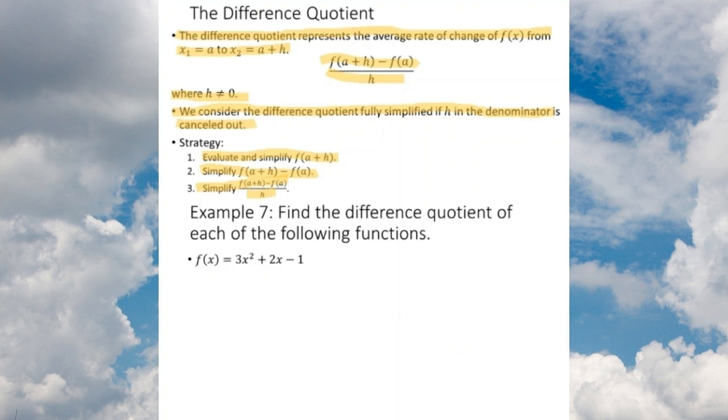Now we're going to find the difference quotient of f of x equals 3x squared plus 2x minus 1. Going through our process, step 1, find f of a plus h, which means everywhere we see x, we're going to replace it with a plus h, and then we're going to expand and simplify as much as we can.